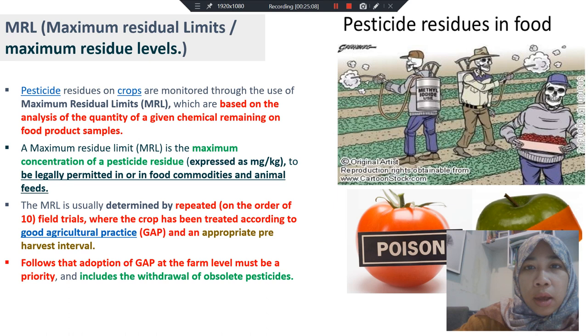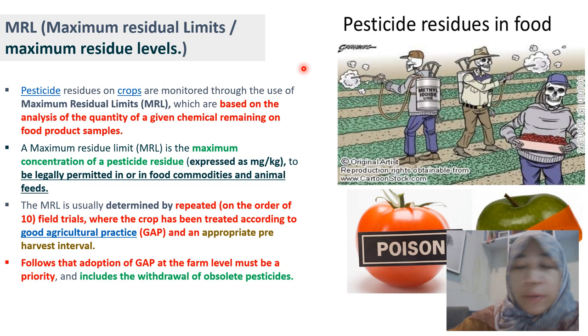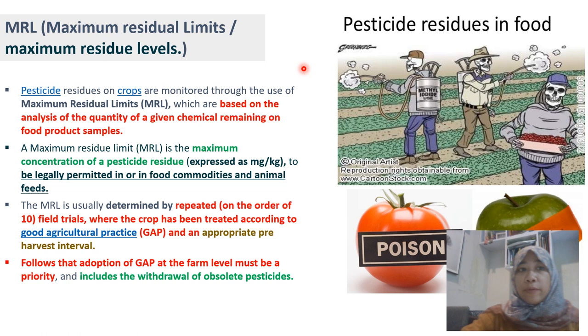Okay, and then we study the residues in food. There is a contaminant in food. If we use excessive pesticide, there is always residue in the crops that we produce. In this case, we have a standard, the MRL, maximum residue limits or maximum residue level. This MRL is often used when we export our commodities to other countries, or if we sell our crops to retail. So we have to comply with the standard given by their country or by the retail itself. We have to follow their standard if we want to sell there.